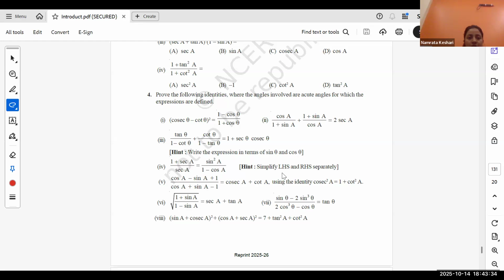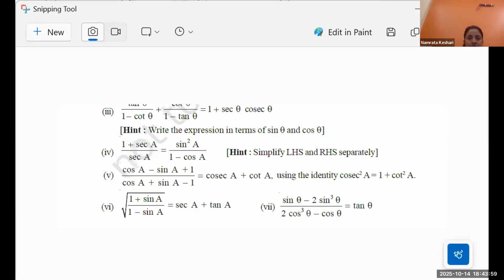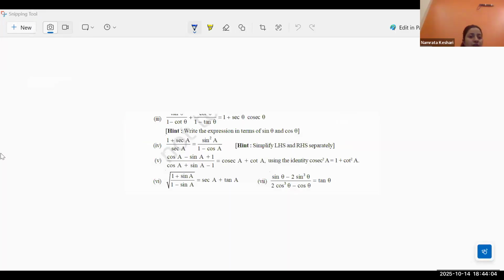Otherwise, for all the other questions from here, you just need to do whatever is coming to your mind: any simplification, addition, subtraction, whatever you can see in the question or is coming your way, you will do it and you will end up getting the answer. If that is not making sense, let's see. First of all, I'm going to take number 5 over here: cos A minus sin A plus 1 by cos A plus sin A minus 1.